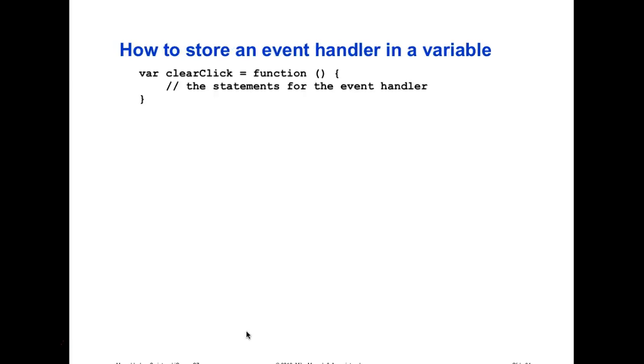This is an example of storing an event handler inside a variable. So we have a variable that equals some function closure, and inside there, that statement would be the event handler. So it could be click dot something.